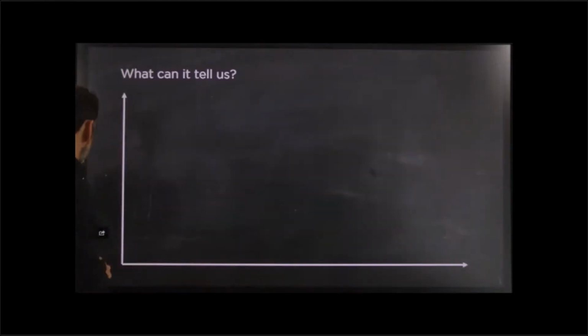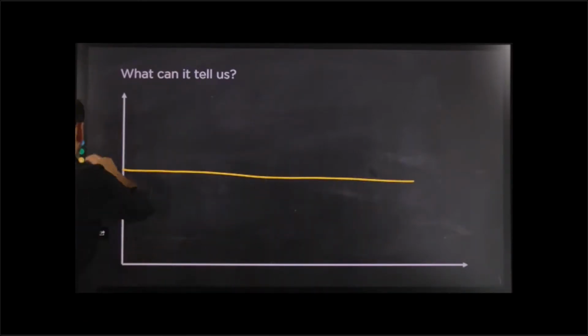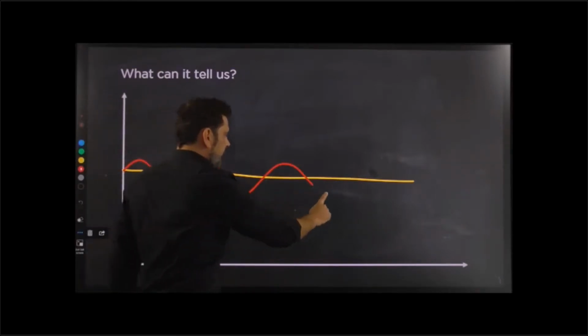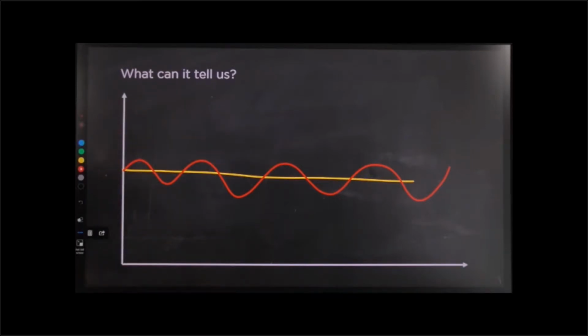Now, how can that help us, or what does it tell us actually? Let us start again with that average here, and let us draw a nice line. And let us draw another line.